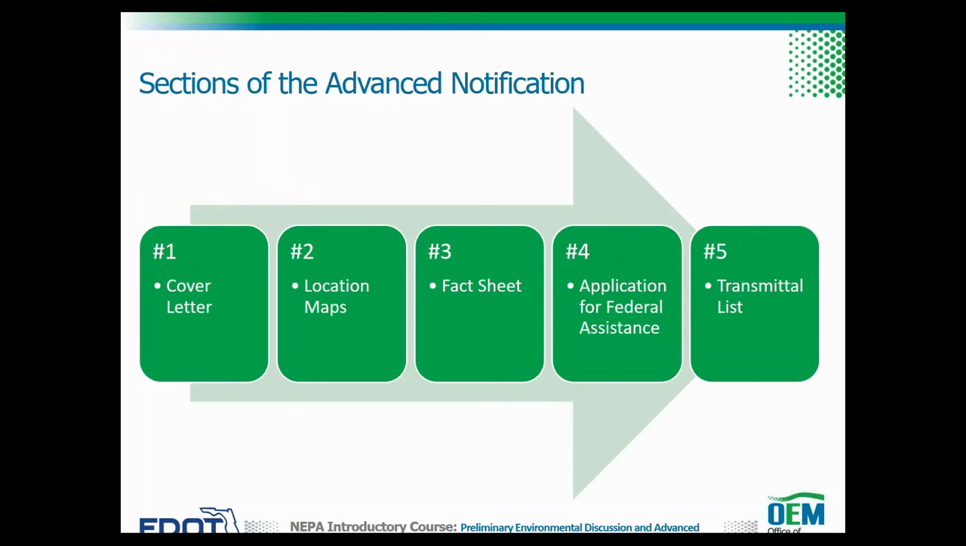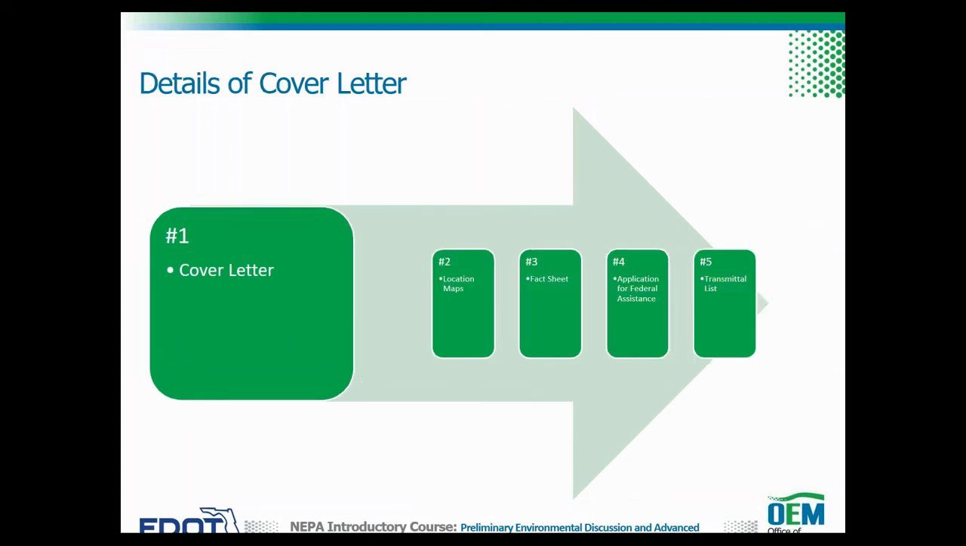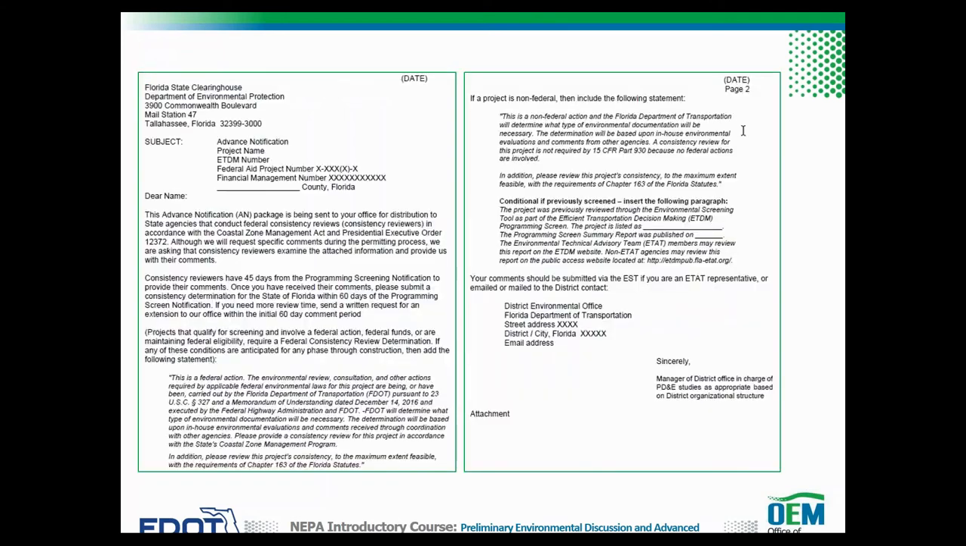The advance notification consists of the following sections. Number 1, the cover letter. Number 2, location maps. Number 3, the fact sheet. Number 4, the application for federal assistance. And number 5, the transmittal list. The first section of the AN is the cover letter.